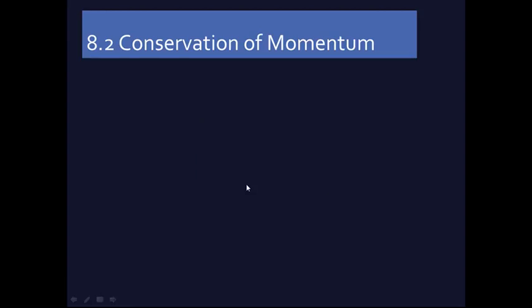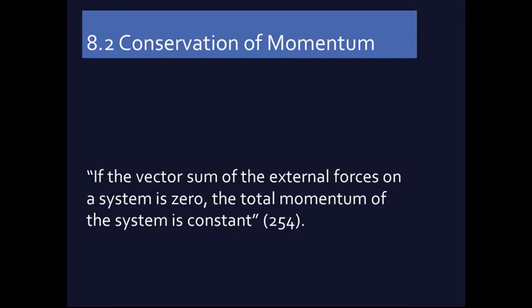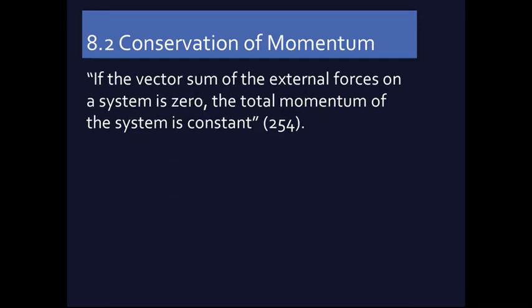Section 8.2 of Young and Friedman's University Physics covers the law of conservation of momentum, a very important law across the board in physics. Young and Friedman put it like this: if the vector sum of all the external forces on a system nets out to zero, then the total momentum within the system must remain constant. And this is a universal law for which there are no exceptions. It is, of course, within an inertial frame of reference.